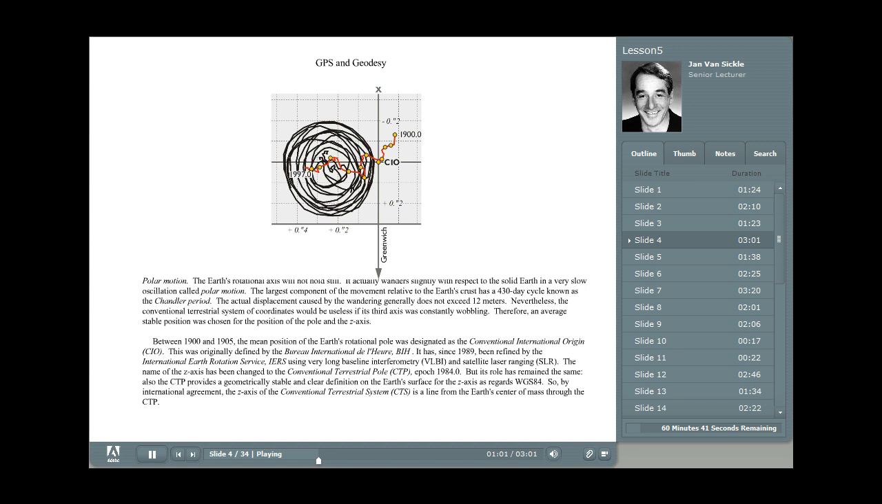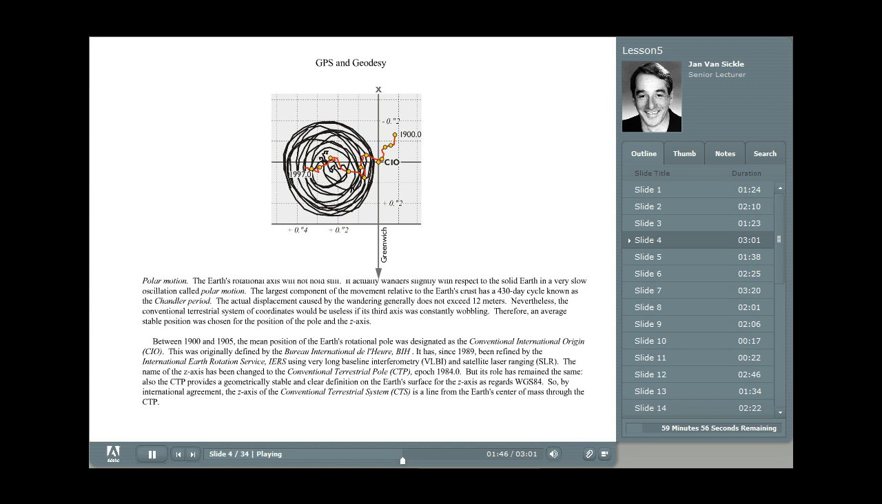But obviously, if one were to say that the z-axis of the system depends on the actual polar axis of the Earth, it would wander along with this period. That, of course, wouldn't be workable. So, the mean position of the rotational pole has been chosen. It has been, since 1989, defined by the International Earth Rotation Service, the IERS. Now, we'll be talking some more about this organization. It does some very useful things in terms of GPS.